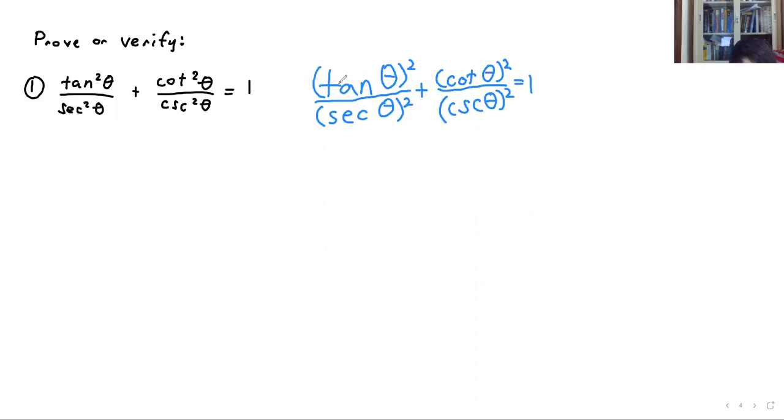So now earlier we've seen that there's a quotient identity, which is tangent theta equals sine theta over cosine theta. Also cotangent theta equals cosine theta over sine theta. We've also seen the reciprocal identities for secant and cosecant. Those are 1 over cosine squared. So we will now substitute those values in. Sine theta over cosine theta.